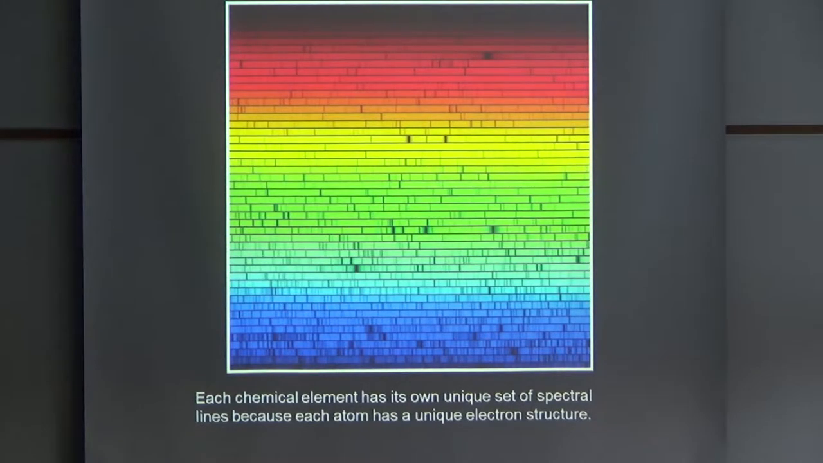This is a compilation of the spectra of all the elements, all crammed together, but a spectroscopist can go in and gather light from a star or a galaxy and read these lines and tell exactly what a galaxy or a star is made of. You can do this with planets and their atmospheres too.